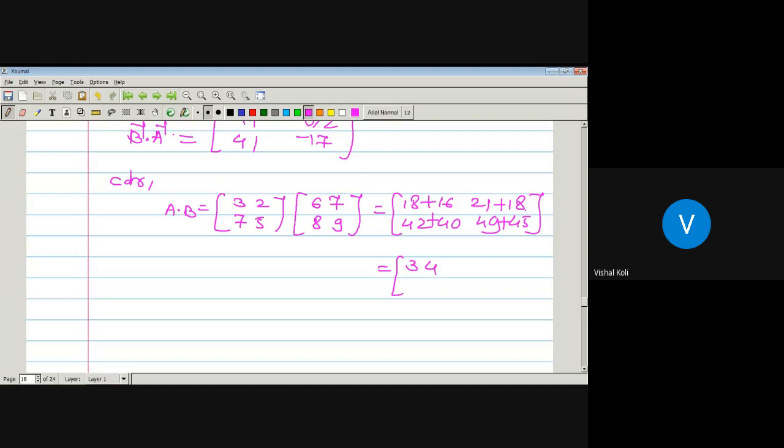Which is equal to 18 plus 16, 34, 21 plus 18, 39, 42 plus 40, 82, and 49 plus 45, which is 94. Okay. So here we get A into B equal to 34, 39, 82, and 94. Now let us consider this to be a matrix C.